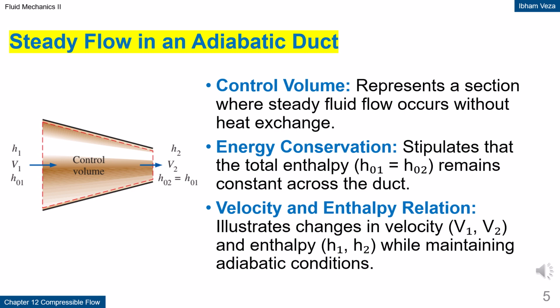Steady flow in an adiabatic duct. Steady adiabatic flow means there is no heat transfer with the surroundings. Under this condition, the stagnation enthalpy remains constant along the duct. If the velocity increases, the static enthalpy must decrease. This shows the conversion of energy between kinetic and internal forms. This principle becomes the basis for many nozzle and diffuser analyses.